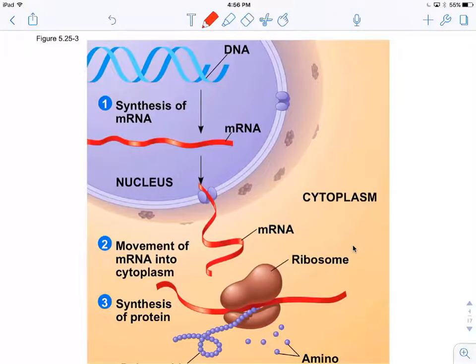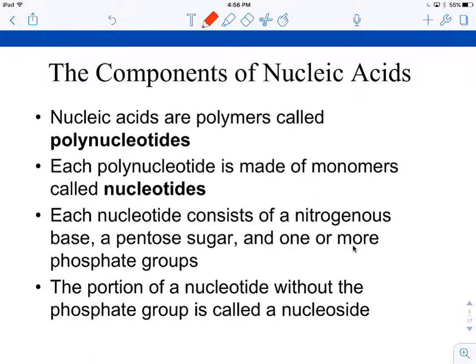This gives a whole little outline of what we just talked about. So here we have DNA, it makes RNA, RNA moves out of the nucleus, and on the ribosome, we have amino acids. They are put together to make a protein. So let's talk about nucleic acids.